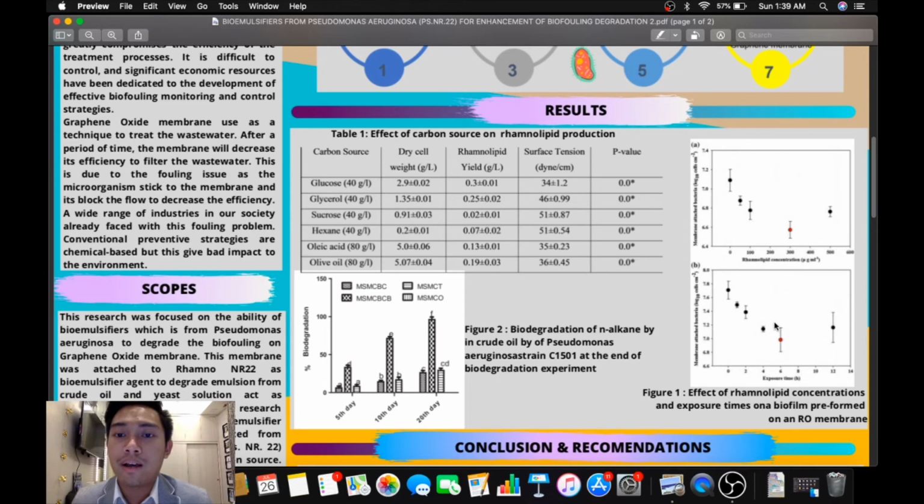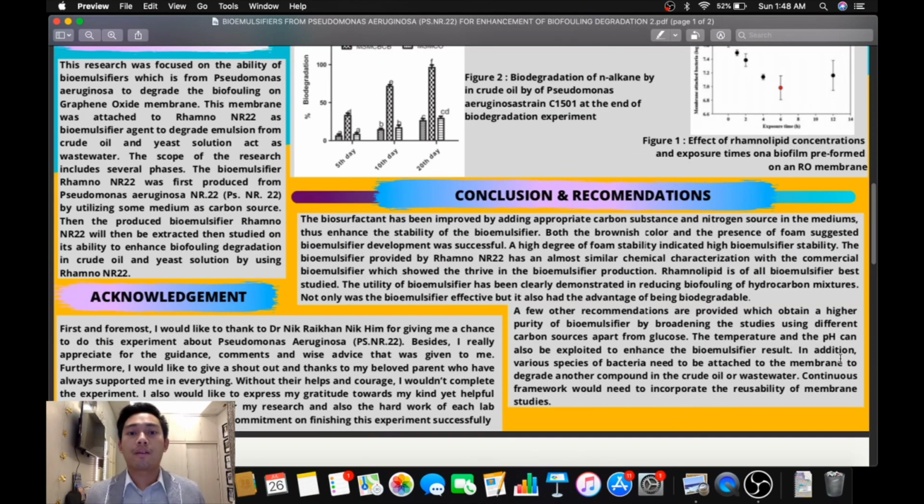So the result of the biodegradation experiment shows that the biodegradation of crude oil was enhanced by Pseudomonas aeruginosa strain C1501 as the bioemulsifier was used, and it shows that the bioemulsifier acts as an effective enhancer for biodegradation of hydrocarbon. So let's move on to the conclusion and the recommendation.